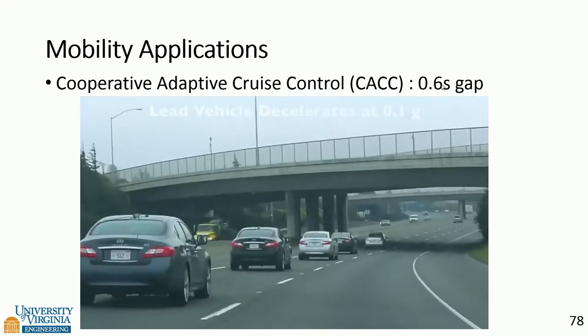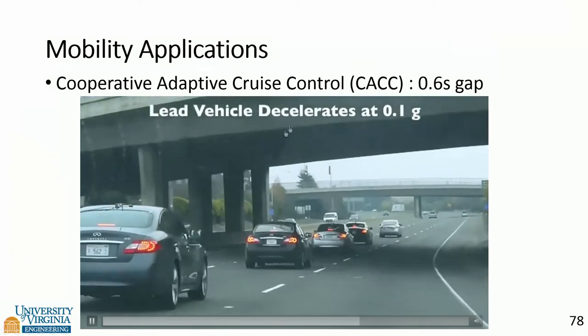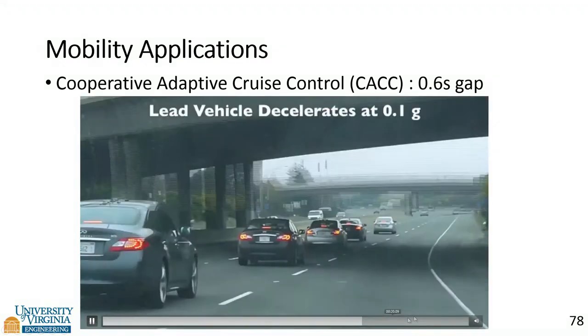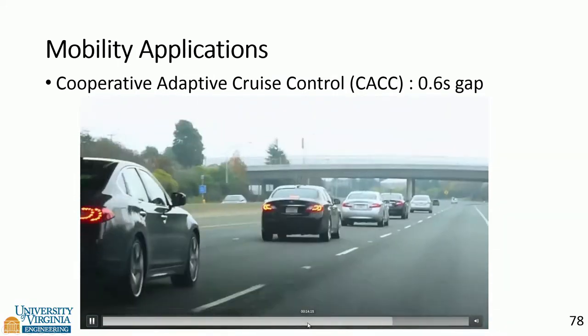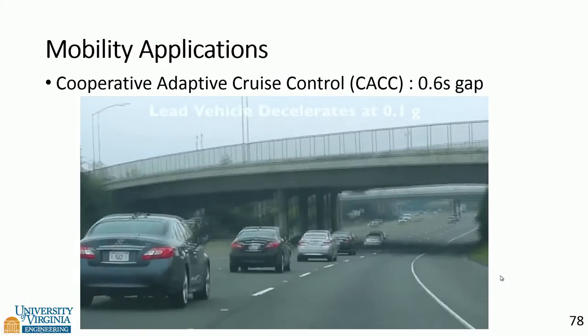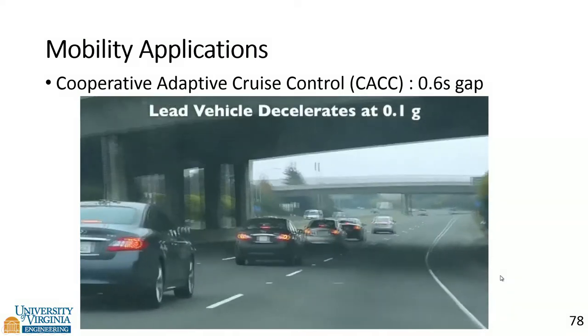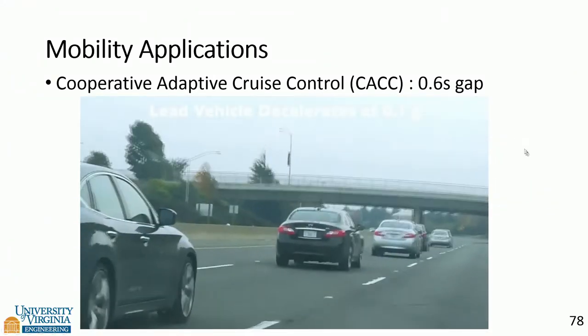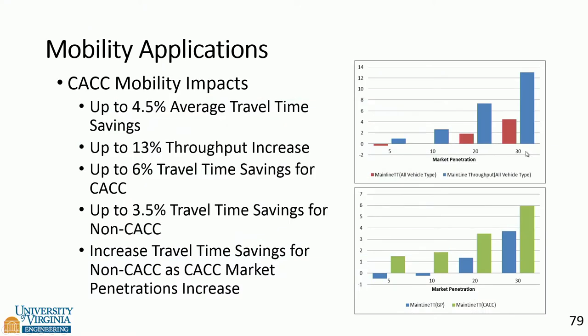And they maintain about 0.6 seconds of gap. And when the leader vehicle decelerates, everybody does it at the same time. You want to see it again? Sorry. So it's a latency of 0.1 seconds, 100 milliseconds, you could call it. So it's doing almost the same time, which will have a lot better advantage as well. So this is very, very promising.